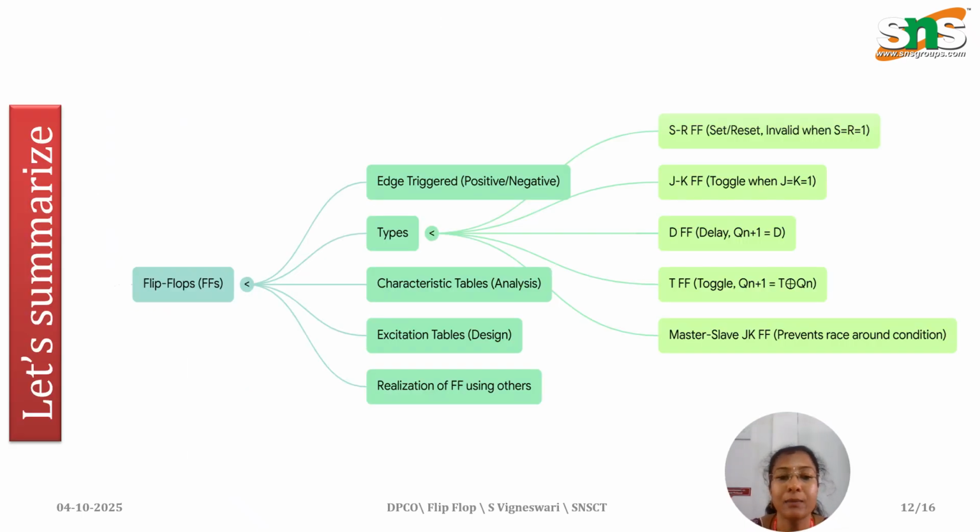So let's quickly summarize the flip-flop. As we saw, the flip-flop types are the SR flip-flop, JK flip-flop, delay flip-flop, toggle flip-flop, and apart from that we have a master-slave flip-flop also.